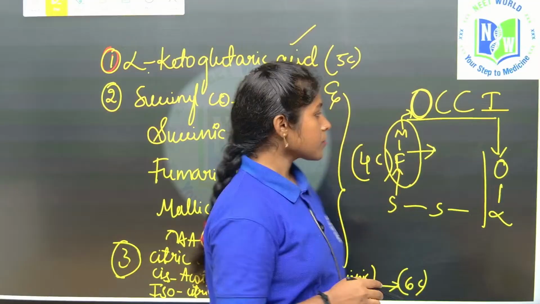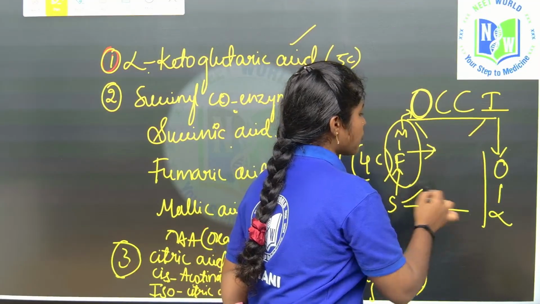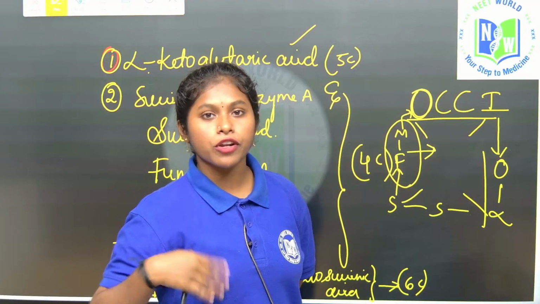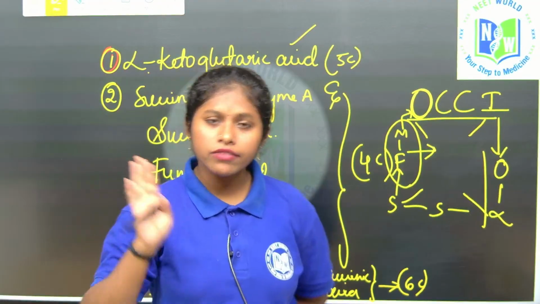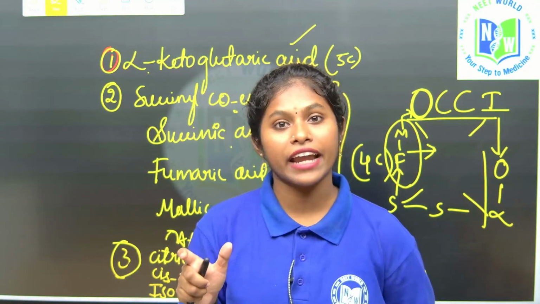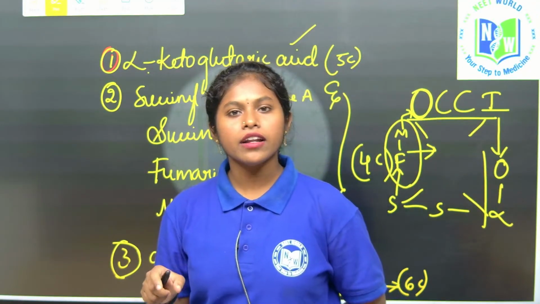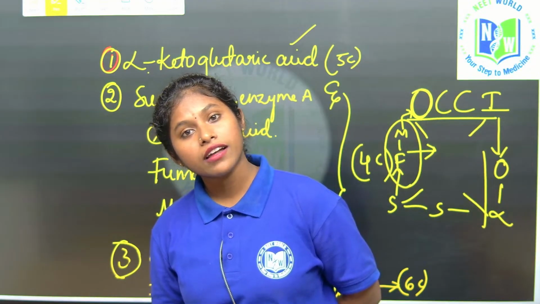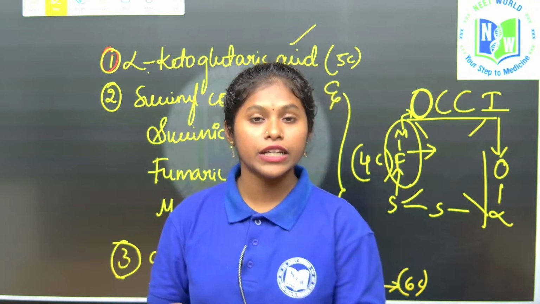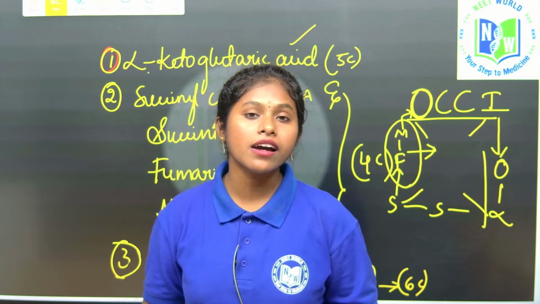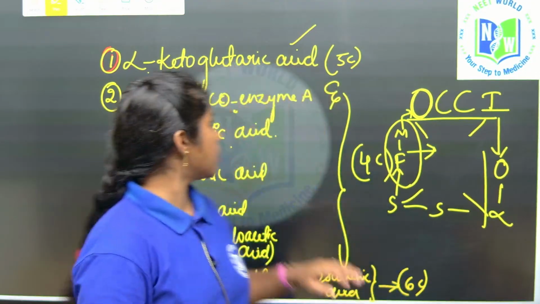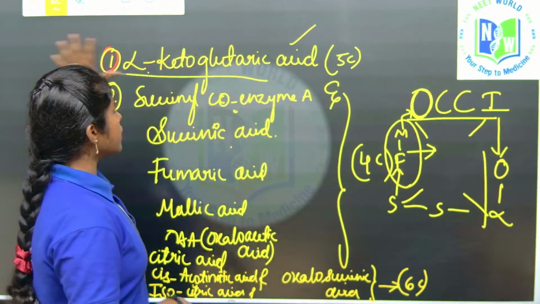Got it? So in 4 corners there is a production of reducing equivalents, right? Whenever reducing equivalents are produced, what enzyme comes into the picture? That is the dehydrogenase enzyme. Got it? Where does substrate level phosphorylation occur? In succinyl coenzyme A. When it turns into succinic acid, substrate level phosphorylation occurs. Got it? The only 5 carbon compound is ketoglutaric acid.